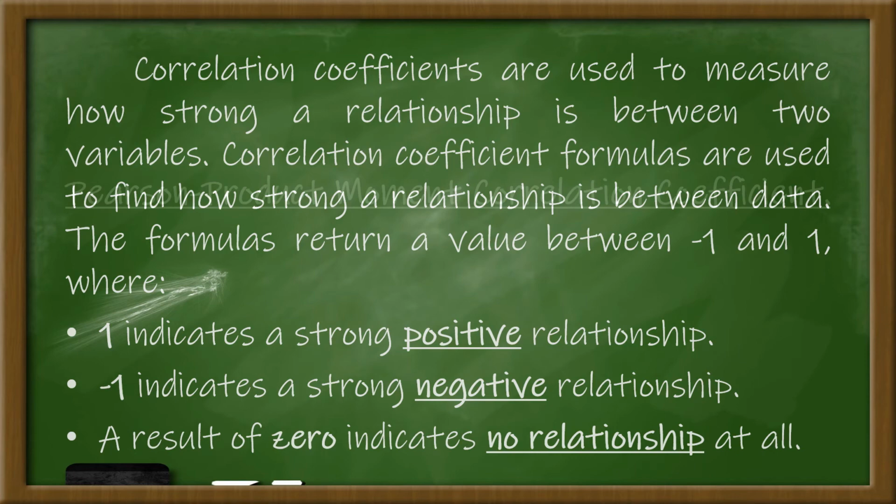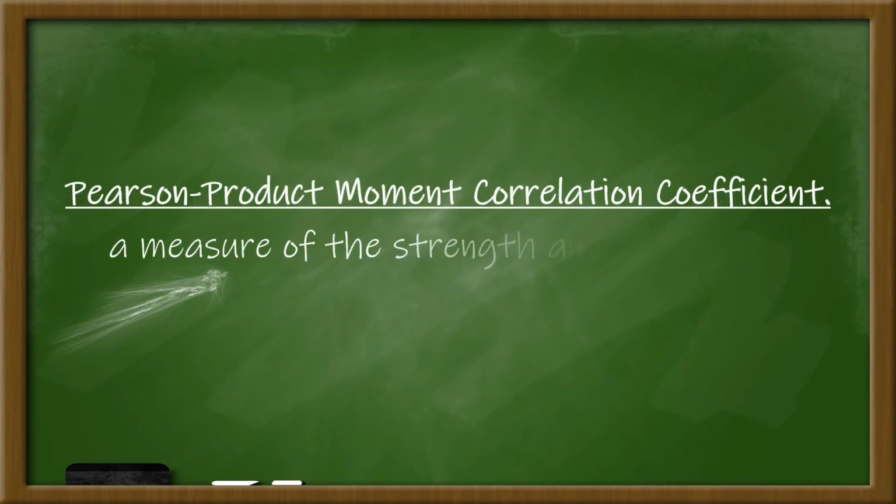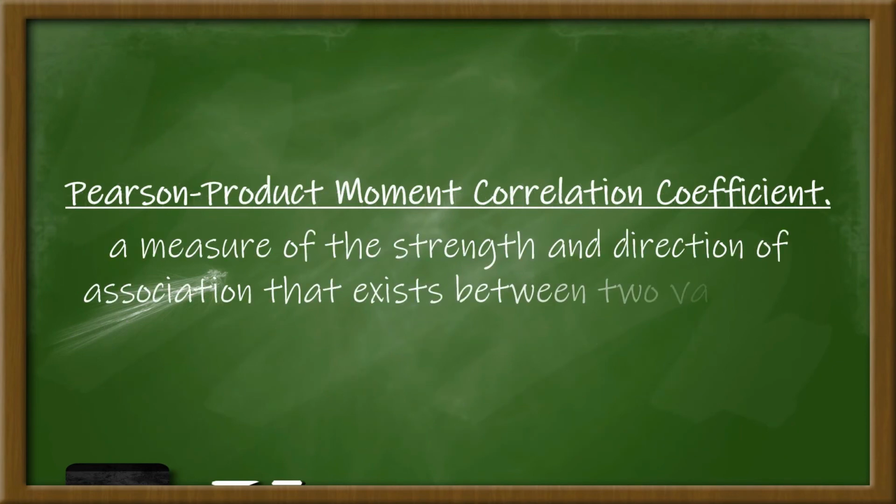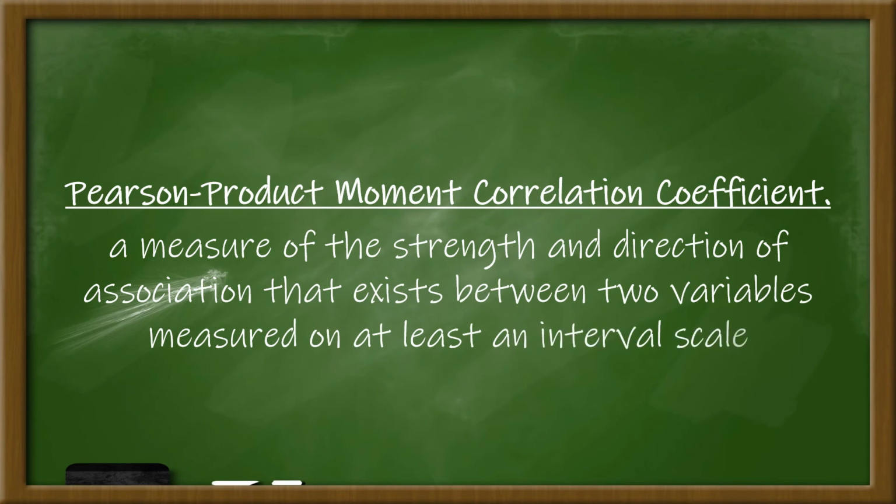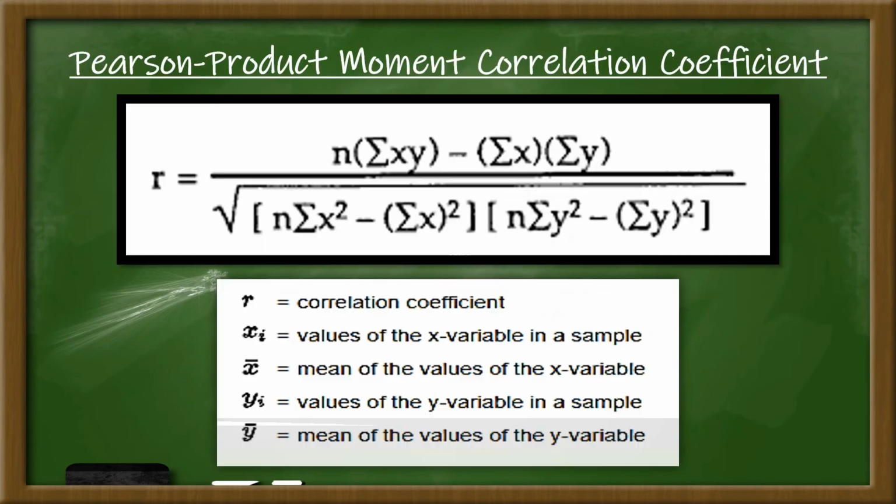First, we need to know what is the Pearson product moment correlation coefficient. The Pearson product moment correlation coefficient, or Pearson's correlation for short, is a measure of the strength and direction of association that exists between two variables measured on at least an interval scale. One of the most commonly used is linear correlation, symbolized by r. To compute for r, we use the formula. As you can see in the picture, it is the meaning of each symbol in the formula of Pearson's correlation.